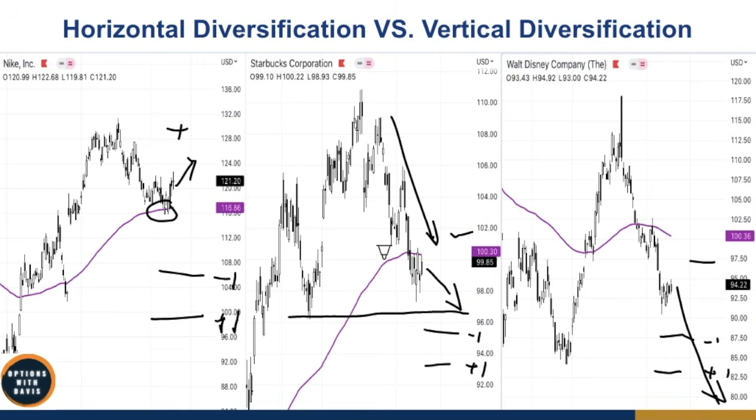But the problem with horizontal diversification is that most people tend to enter them around the same time. And by same time, I mean on the same day or in the same week. So when you do this, although there is some diversification in terms of the different stocks, you have Nike, Starbucks, and Walt Disney, they are pretty much in different sectors. But the problem is that when the market crashes, everything will crash at the same time. They will all start going down and they will all test your bull put spread.